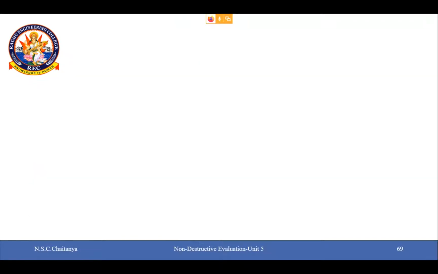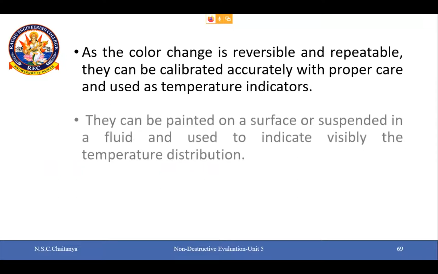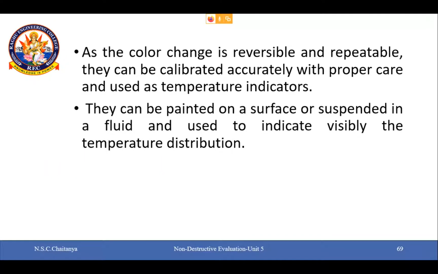Okay, I'm going to the next slide. Slide number 69. As the color change is reversible and repeatable, they can be calibrated accurately with proper care and used as temperature indicators. So this is about the liquid crystals that we are discussing. They can be painted on a surface or suspended in a fluid and used to indicate visibly the temperature distribution.